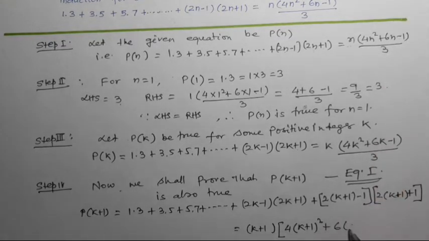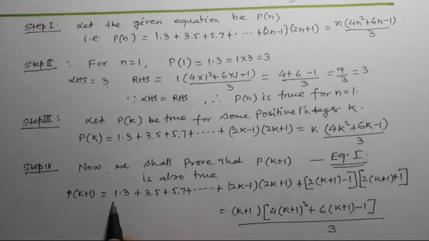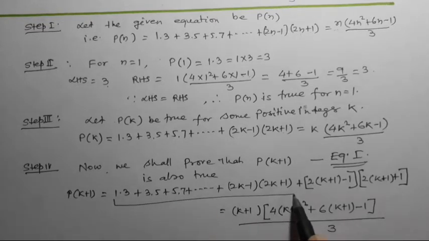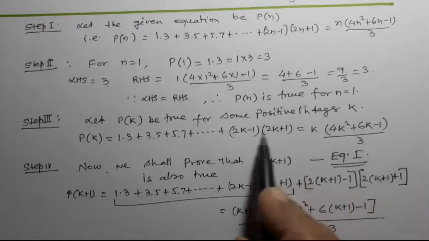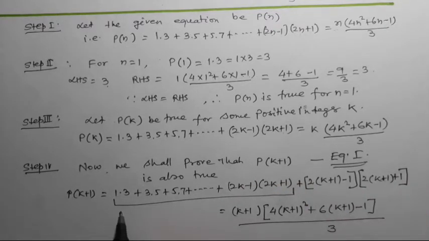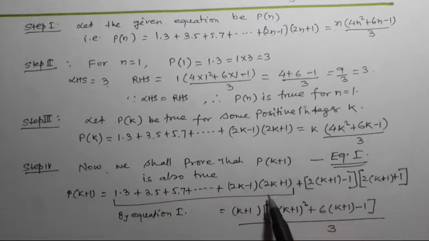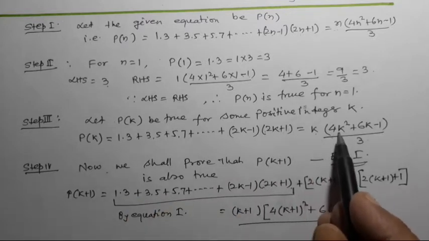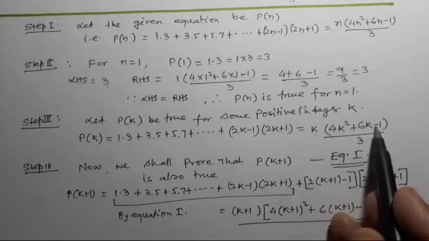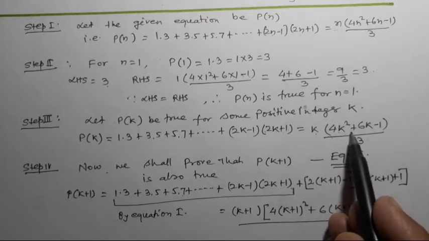N is equal to k plus 1 minus 1, by equation 3. So up to here, from this place to this, it is equal to equation 3. So by equation 1, up to here, it is equation 2k plus 1, which is equal to k(4k square plus 6k minus 1)/3. So at this place we will put this one.